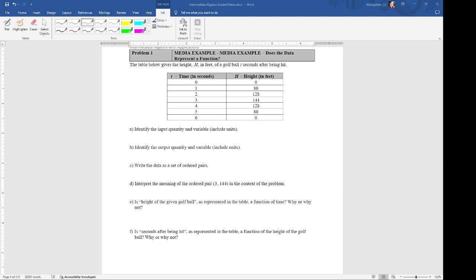Let's look at a more tangible example. So this table shows the height in feet of a golf ball t seconds after being hit. So we want to identify the input quantity and variable, and we want to include units. So our input is going to be corresponding to our lowercase variable. So our input is going to be t, which is time in seconds.